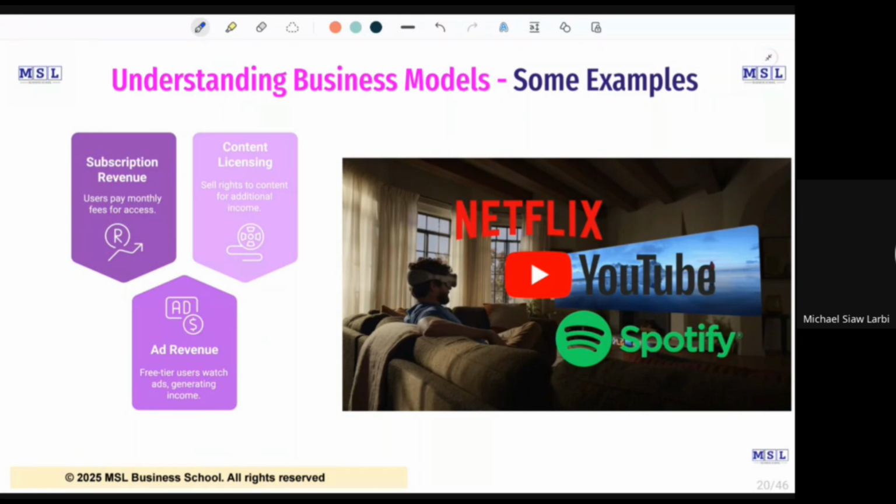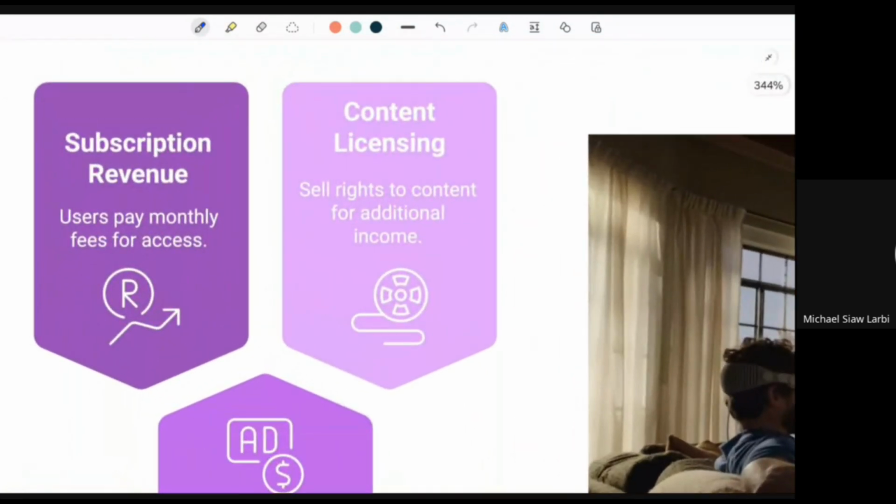I'm sure almost everybody here should have a Netflix account. Either you own one or you are piggybacking on someone's account. But either way, somebody is paying for it, right? So users will pay a monthly fee for access, right? So every month you make a payment to Netflix and they give you access to content. That is how they make money. And they invest a lot of that money into generating new content, right?